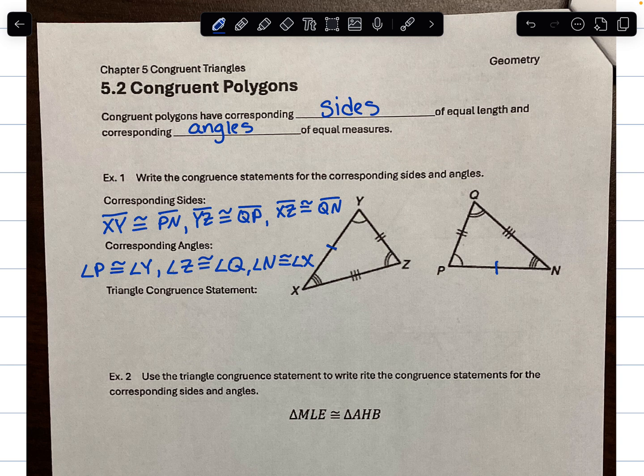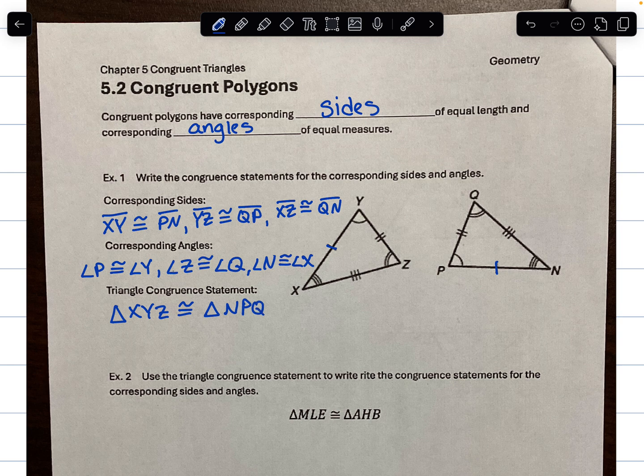When I name triangle congruence, right? So if I say triangle XYZ, it does matter the order that I name the one on the left. So if I said XYZ, can anyone tell me how I would name the other triangle? PQN. I disagree. N is the correct start. So NPQ. Why would it be that?